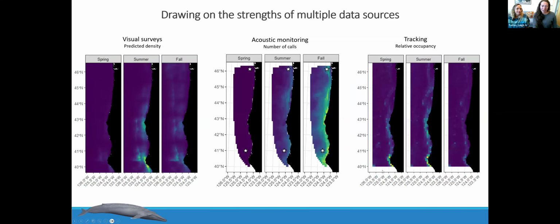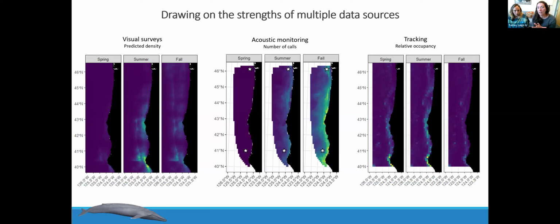So now that we've talked about methods already, I'm going to cut straight to the chase and show you the maps on this one. What this is showing is the distribution maps from models that are made based on each of these different data sets. Visual surveys on the left, acoustic monitoring from these different hydrophone locations shown in the stars, and from the tracking. And here I do want to give a shout out to our colleagues that have made this various data collection and analysis possible.